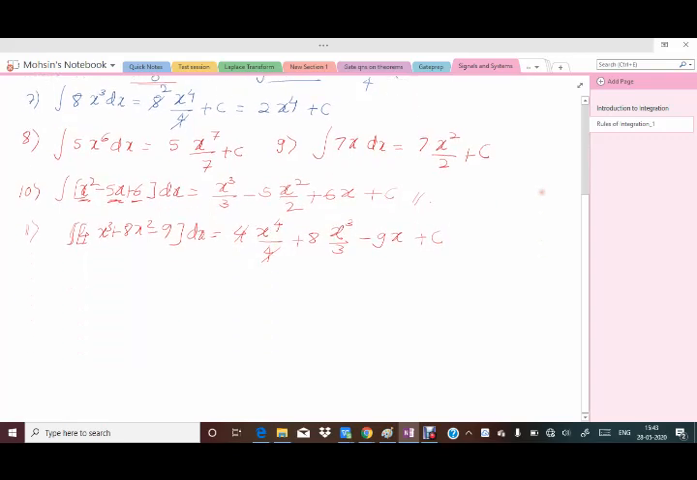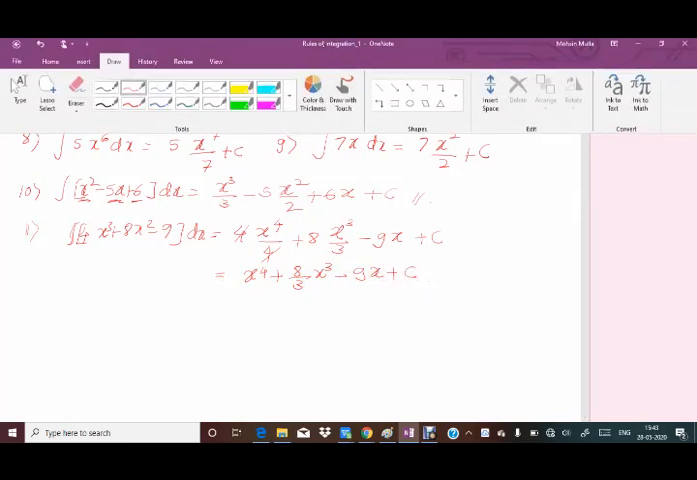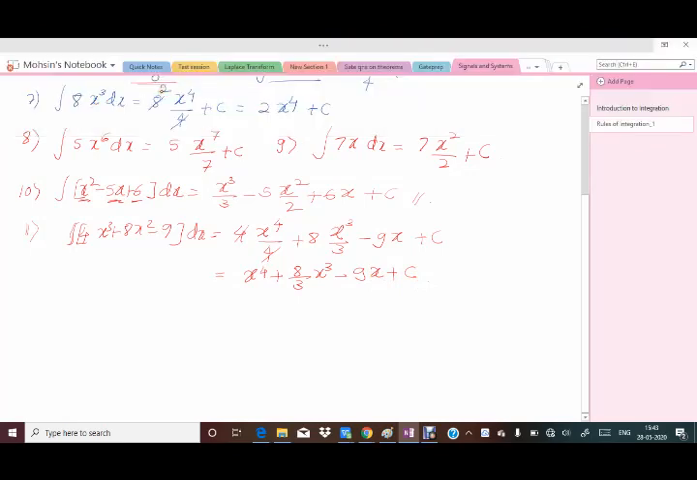So therefore we can write this finally as x raised to 4 plus 8 by 3 x cube minus 9x plus c. Okay, so likewise, if the integration is not the direct expression, but suppose it is a root of x term, so if there is a root of x as a function given and we want to evaluate the integration, now let us see what it will be.